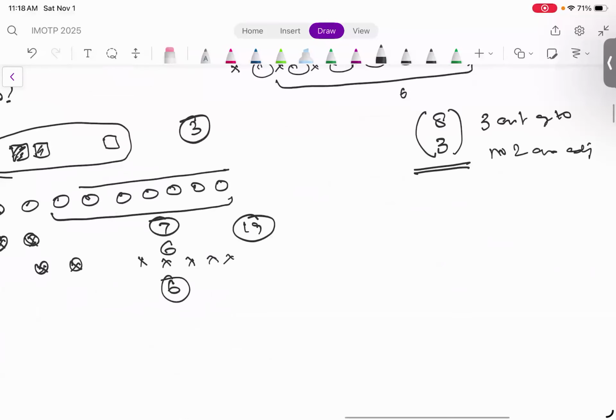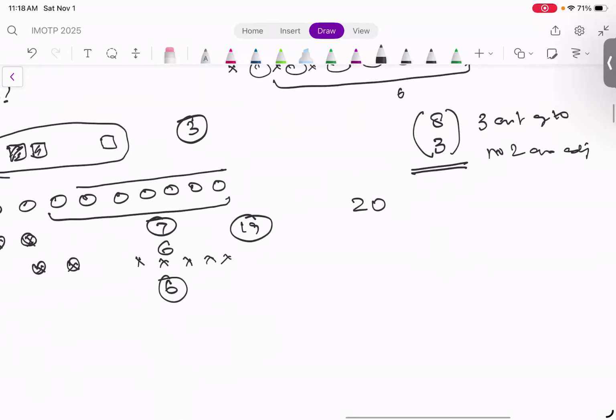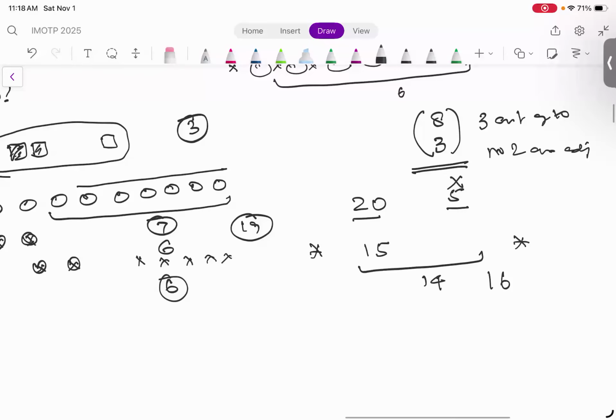So suppose I have 20 and 5. If I remove these 5, how many will be remaining? There will be 15. And with 15, there will be 14 gaps in between, one at the end, one at the front, so it will be 16 choose 5. That's it.